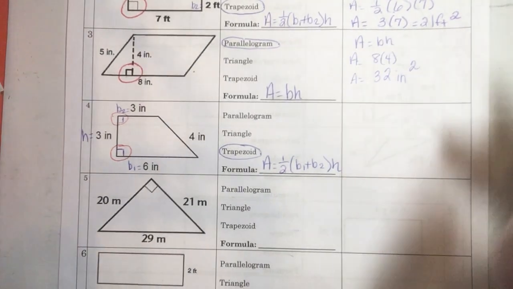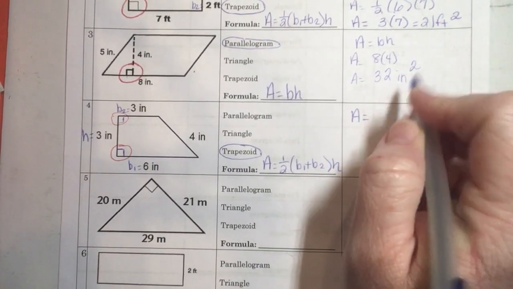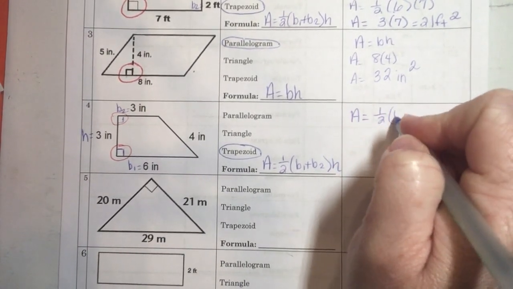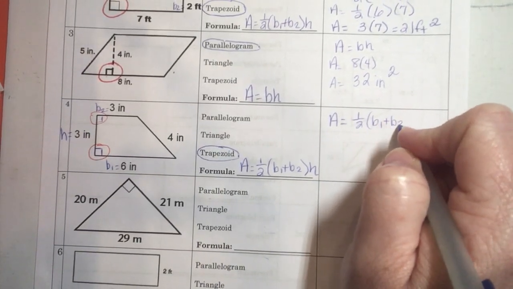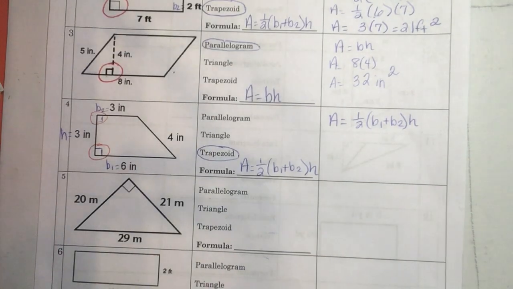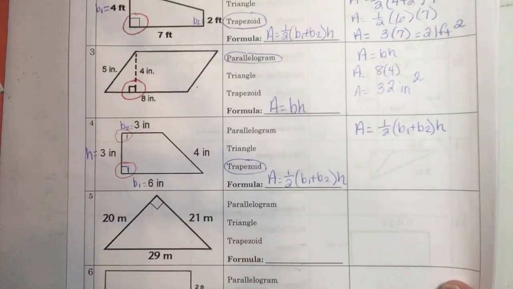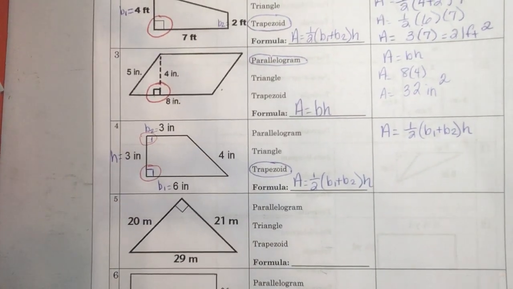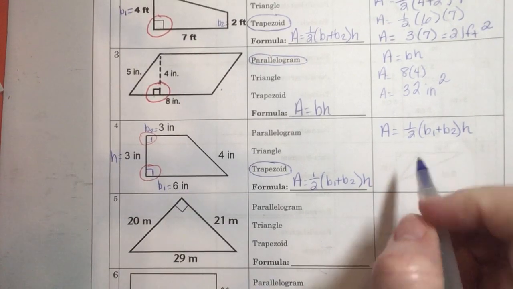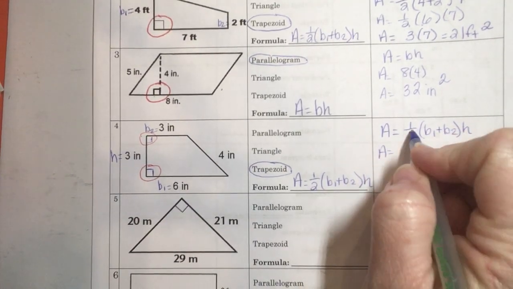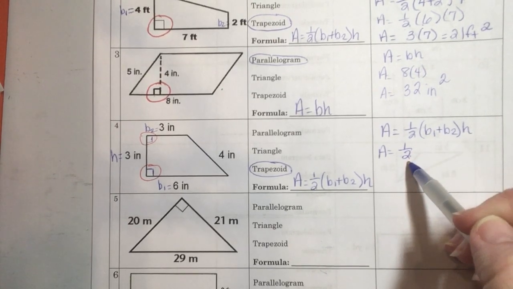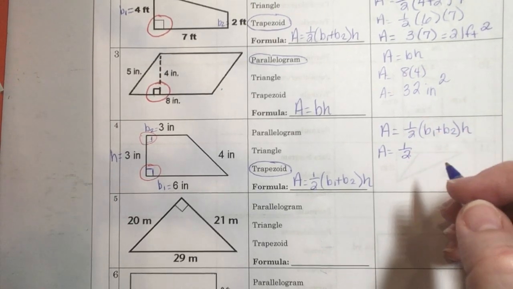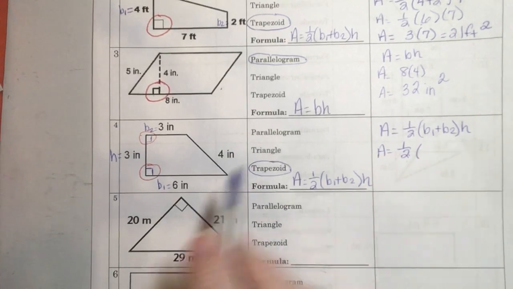So I'll come over here, say A equals 1/2 base 1 plus base 2 times the height. So base 1 is 6. So I rewrite my formula, bring my half down. Some of you are not going to want to bring that half down, but if you don't bring that half down, you're going to forget to take half. Okay, I promise you, you will.